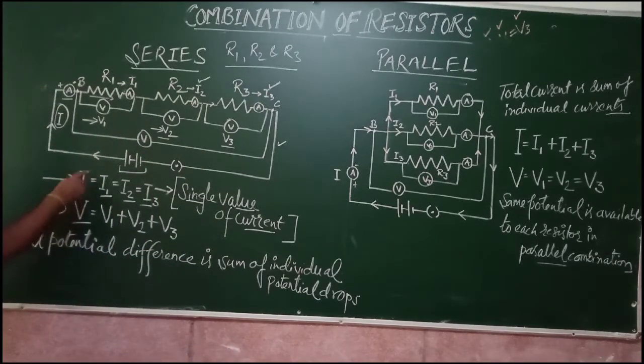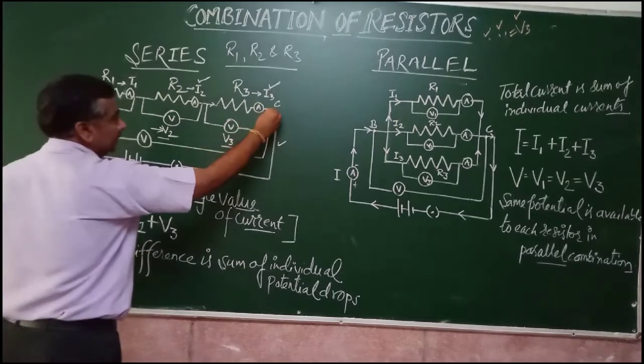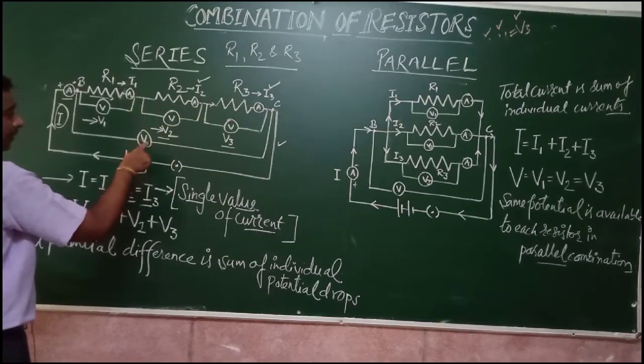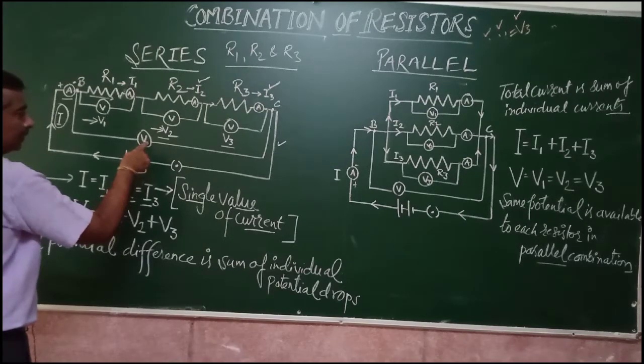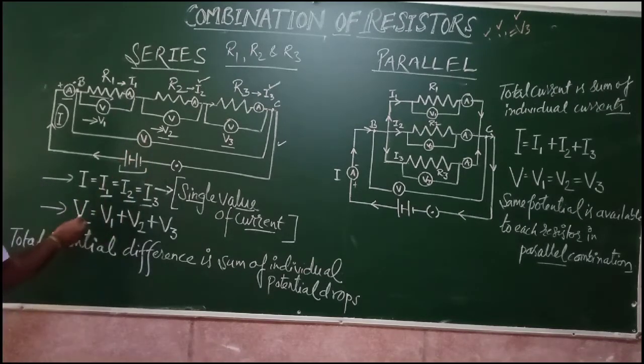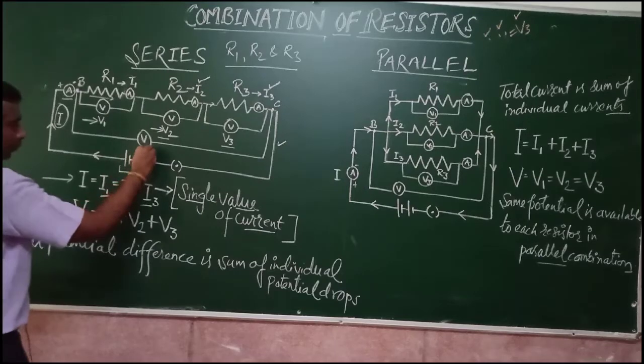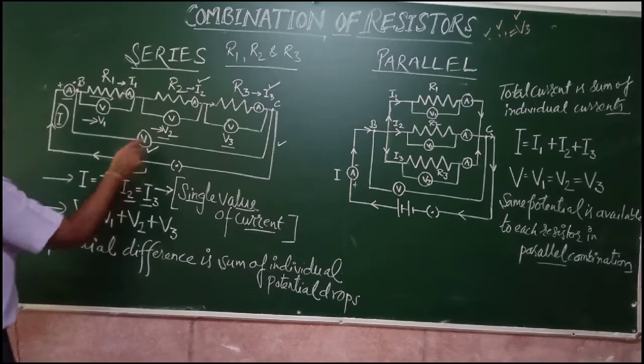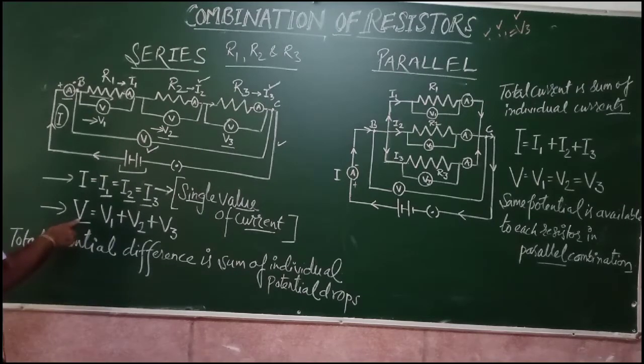Right, now let us come to the next point, that is the potential difference. Now the total potential difference is V, which is measured by this voltmeter which is connected across the three resistors. So the total potential difference or the total potential drop is measured by this voltmeter. That is V, the total potential drop across the three resistors.